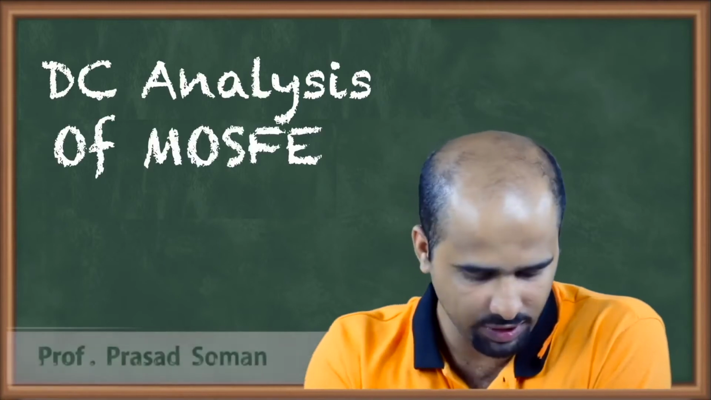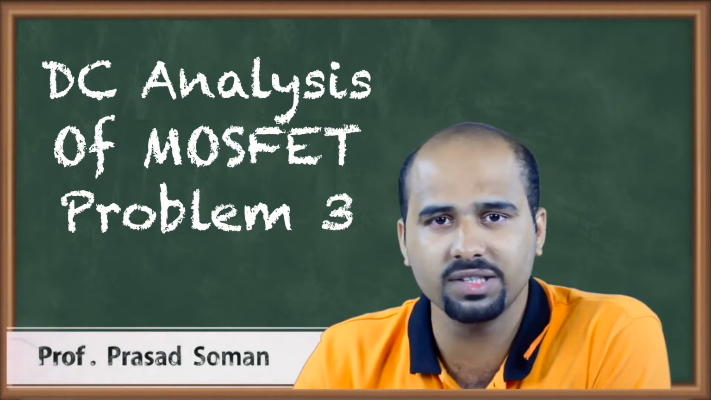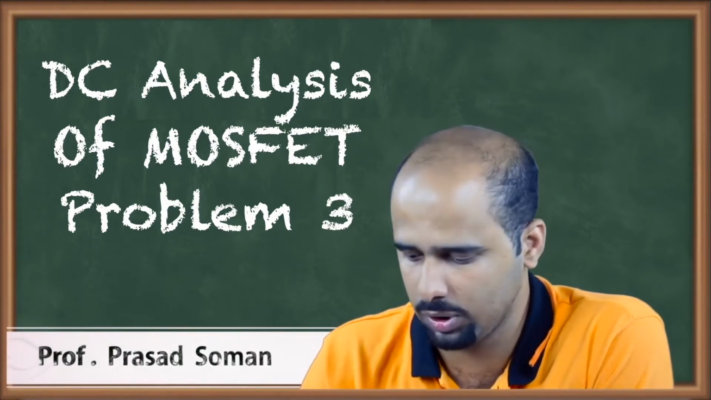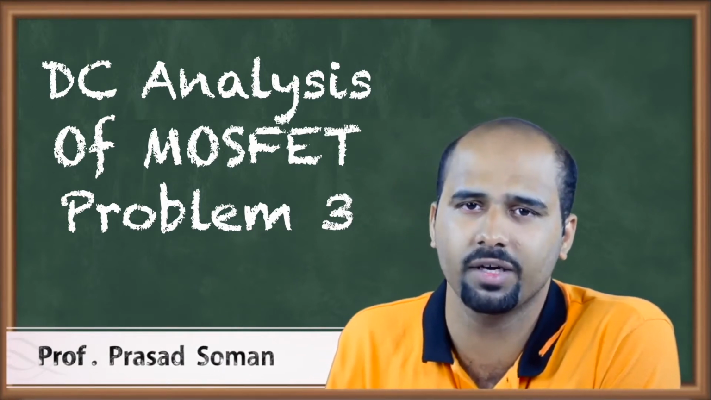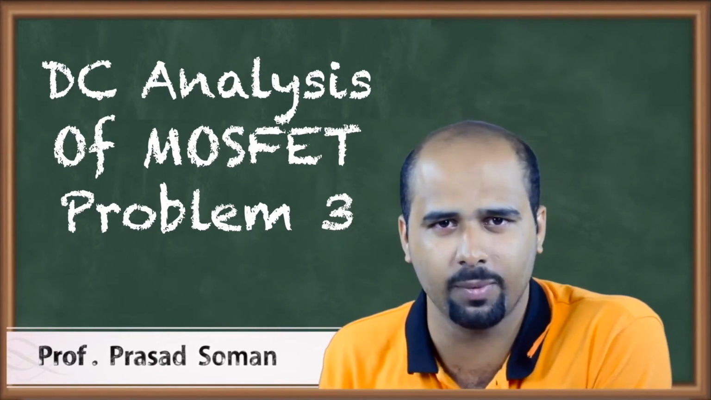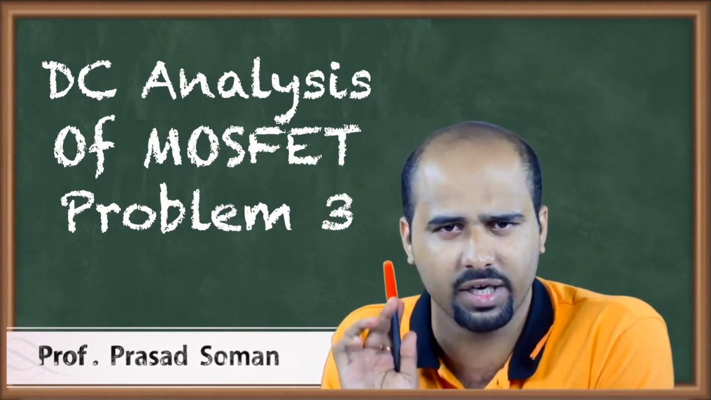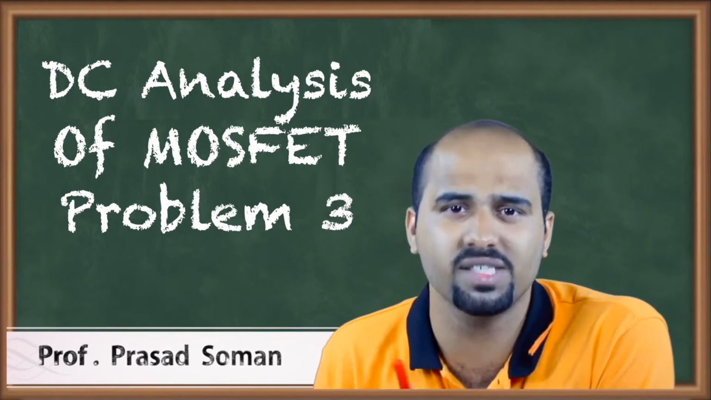Hello guys, today we will deal with the example of DC analysis of MOSFET, and more specifically the third example, numericals on a complex potential divider bias network. As usual, we have a potential divider bias with R1, R2, RD, RS. The upper part is connected to VDD, the lower part is connected to ground. But that is not always the case, right?